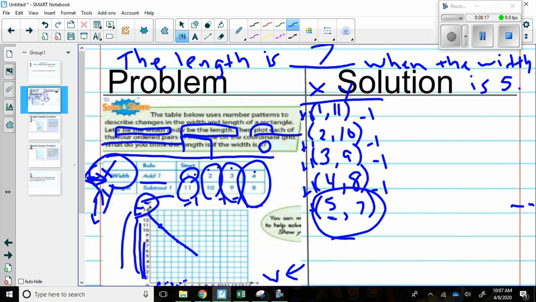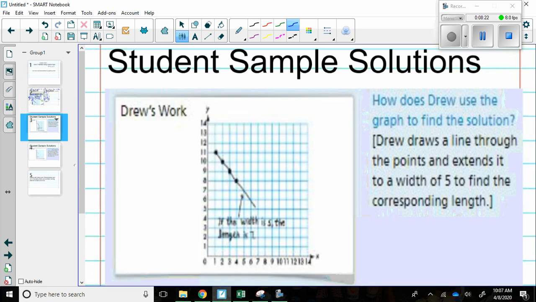Let's go ahead and look to see how other students work the problem. This is how Drew solved the problem. It asks, how does Drew use the graph to find the solution? It looks like Drew did similar things to what we did. He plotted every point that was given to us. He started with 1, 11, 2, 10, 3, 9, 4, 8, and then he got to 5, 7. So he extended the pattern of the coordinates that they gave us.